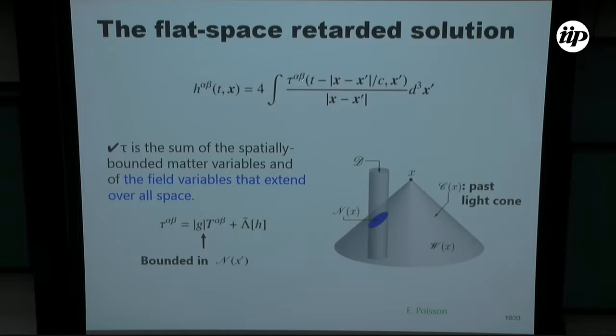The first is that the source T alpha beta is not localized, because T alpha beta is composed of the matter part, in our case the binary, and some nonlinear terms coming from h. So to obtain h alpha beta at a field point here, we first need to evaluate this integral over the past light cone, which we denote with the script E here. This light cone involves the matter field T alpha beta, which is bounded to a spatially localized region. But the nonlinear part is spread over the whole past light cone.